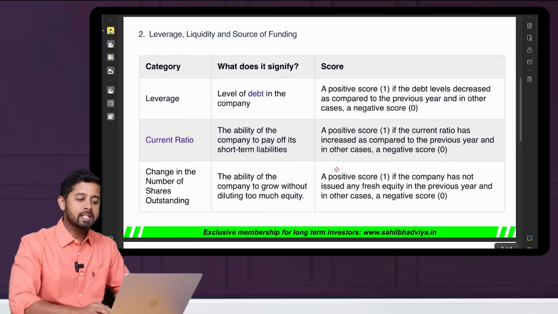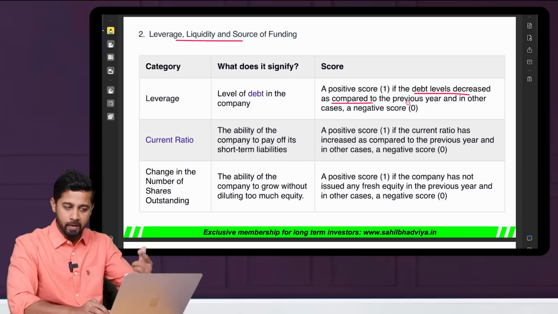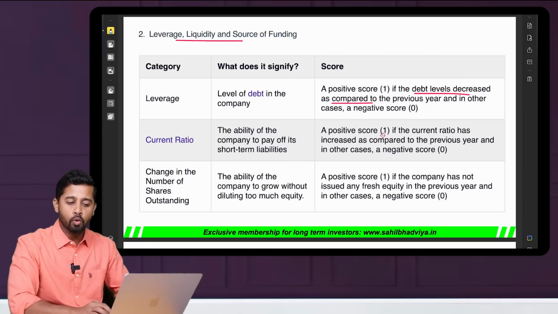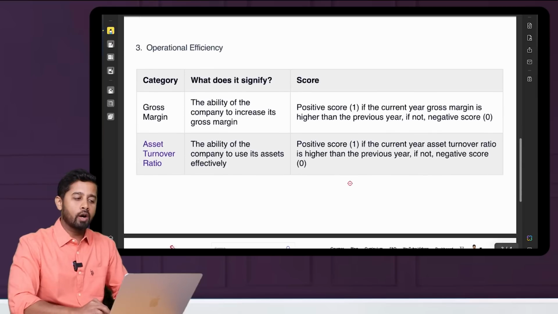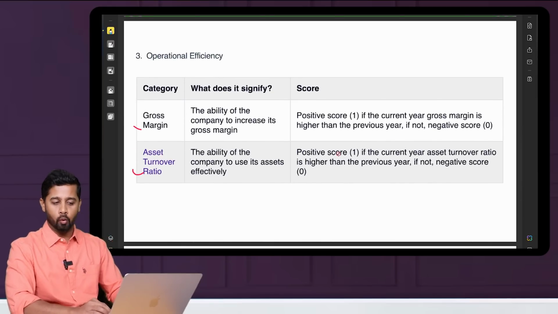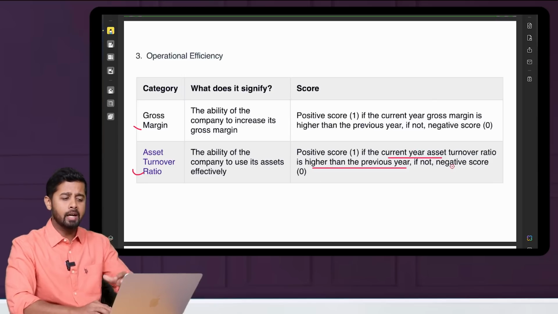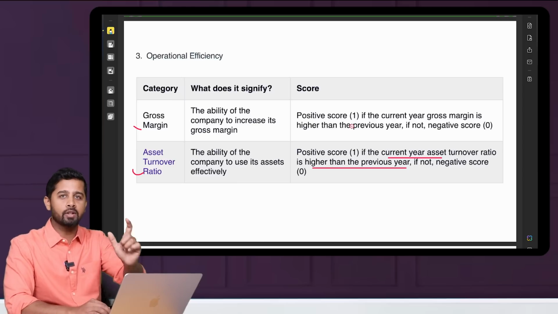Second is the leverage, liquidity and source of funding. That includes your debt levels. So positive score if the debt level has decreased as compared to previous year. Second, current ratio, positive score if the current ratio has increased as compared to previous year. And then you have got change in number of shares outstanding that you can go through. Then you've got third criteria, which is operational efficiency, which includes your gross margin and asset turnover. Right, so positive score if the current asset turnover ratio is higher than previous year. So these are the 9 important parameters the company uses to give a score, and based on that you can filter out.